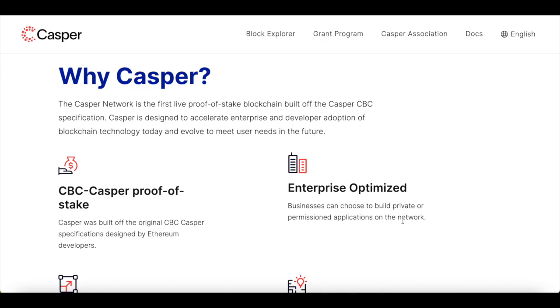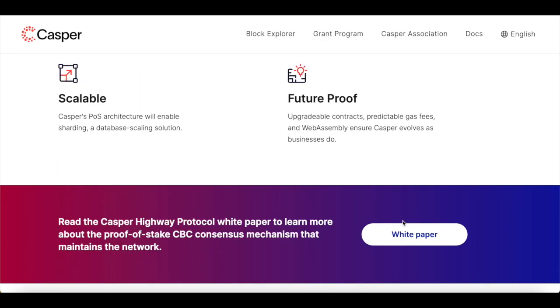So businesses can choose to build private or permissionless applications on the network. Casper, scalable.